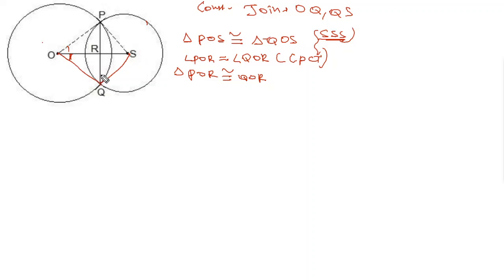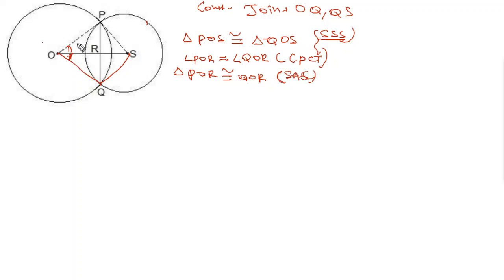Why are they congruent? Look, OP is equal to OQ. You can give the reason. These two sides are equal. These two angles we have just proved, angle POR and angle QOR, are equal. And OR is equal to OR, common side. So the reason here is side, angle, side. Give the reason, which sides and which angles are equal.